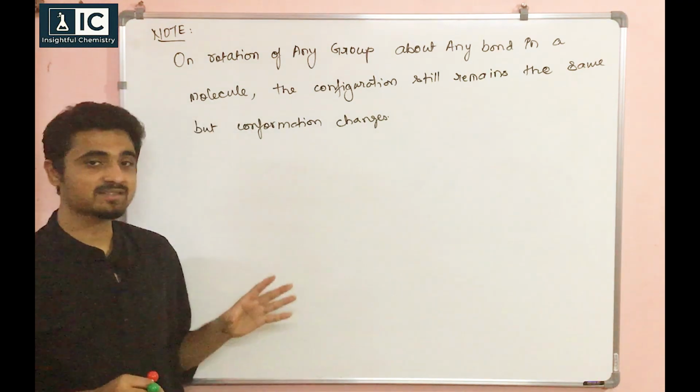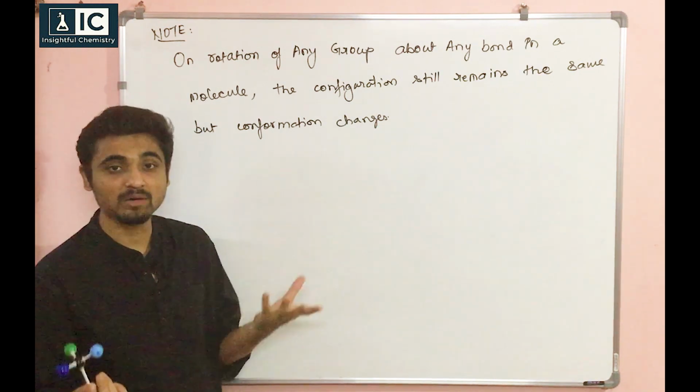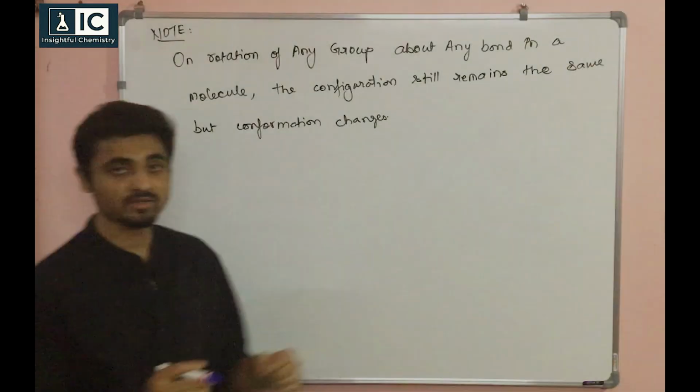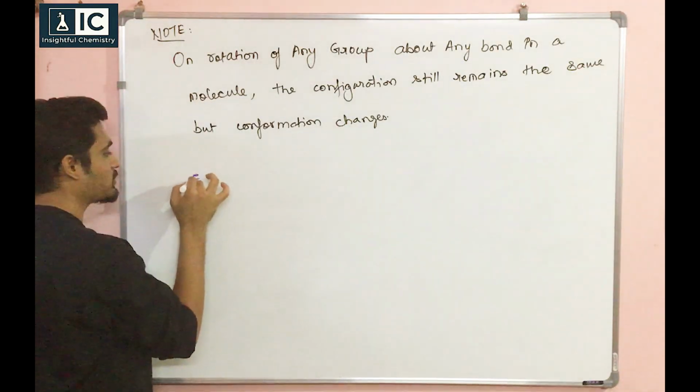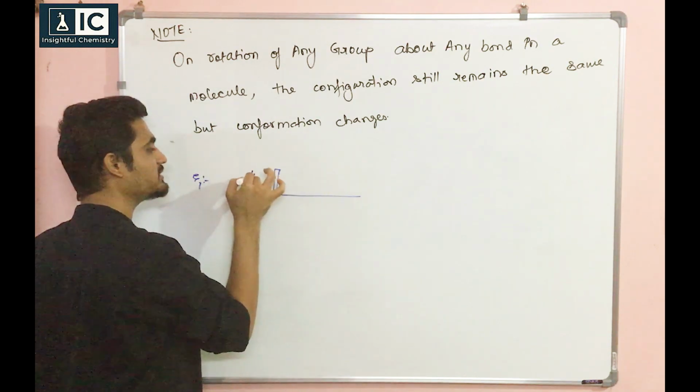Once this point is clear, I am going to just demonstrate with one chemistry compound example, and then we will go on to POS and COS. Let's see one example of what I am trying to tell. So suppose I take two carbons.